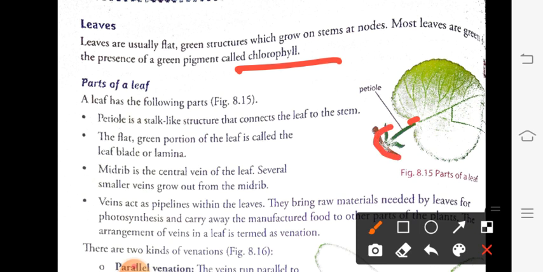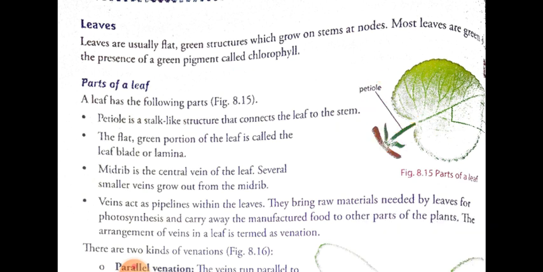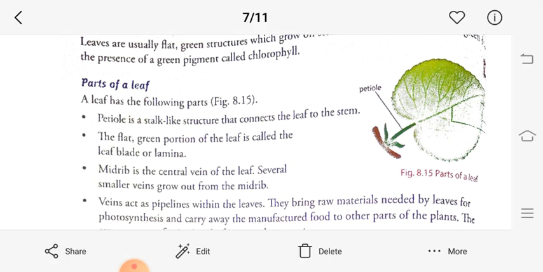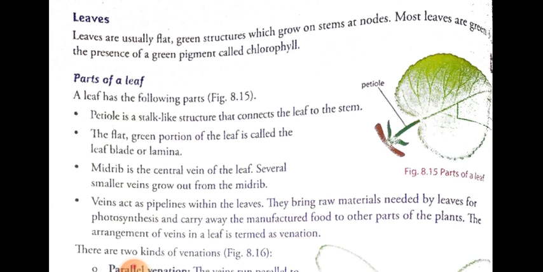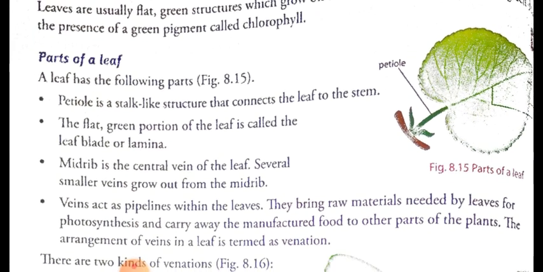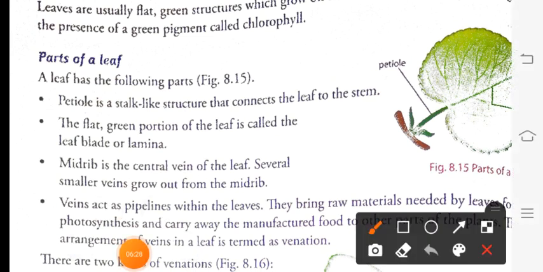and this area is called the node, and this is called the petiole. Now we are going to talk about the parts of a leaf. The first part is the petiole. Petiole is a green stalk-like structure that connects the leaf to the stem.